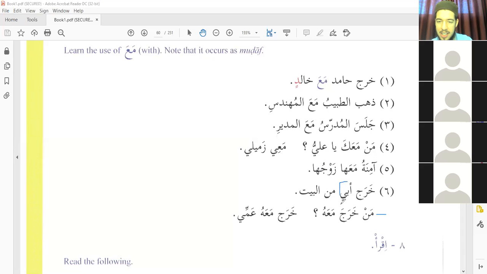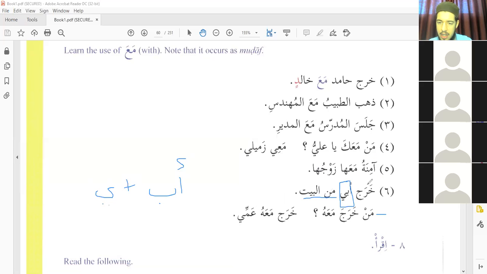Abi, right, is with a possessive pronoun. Ab is father. Abi is my father. Min al-bayti, from the house. So we don't have any information as to whose house it is. It could be his house. It could be my house. It could be somebody else's house. We don't know from the sentence.